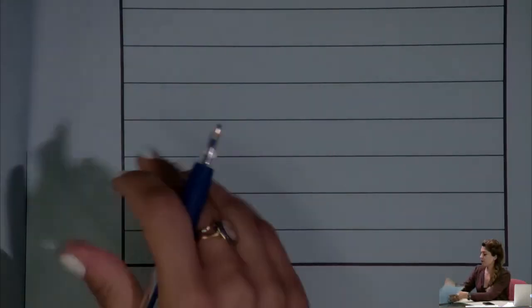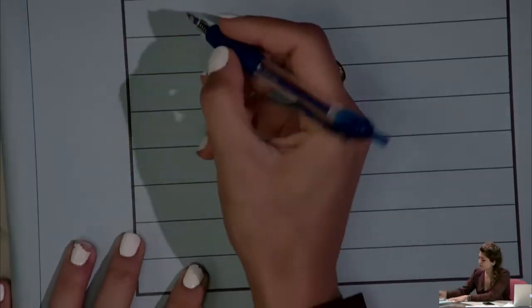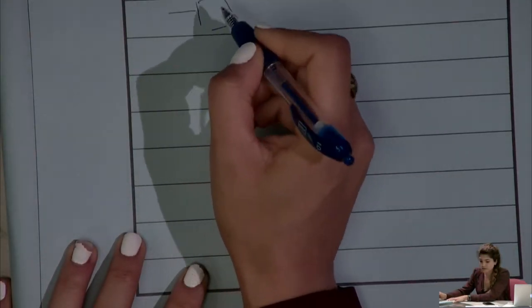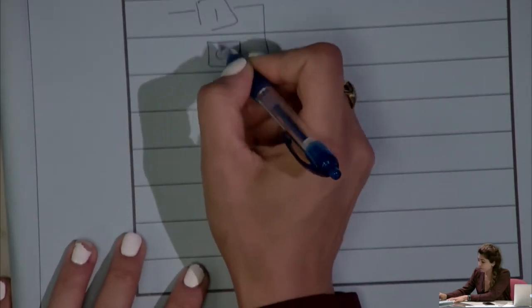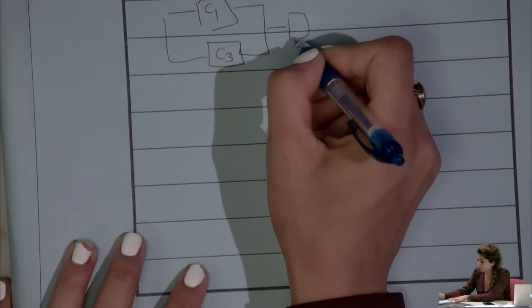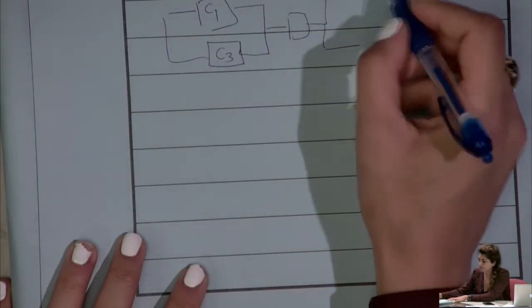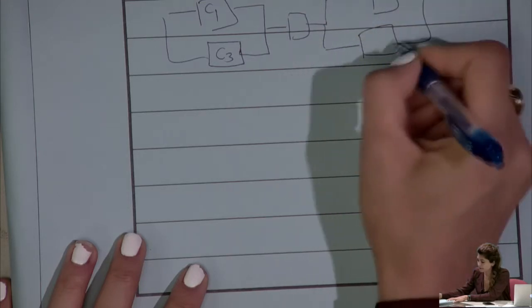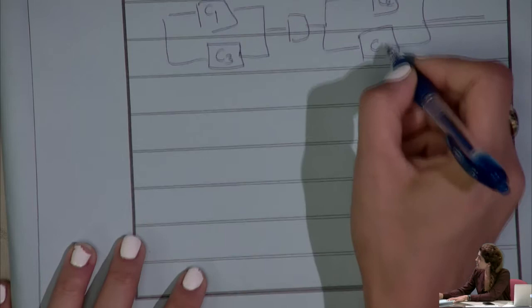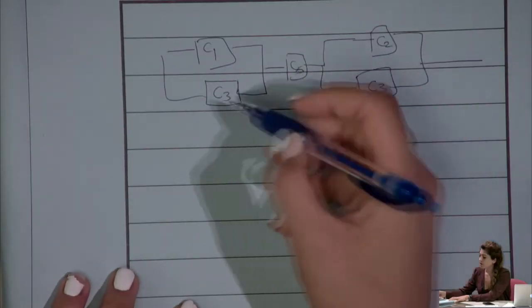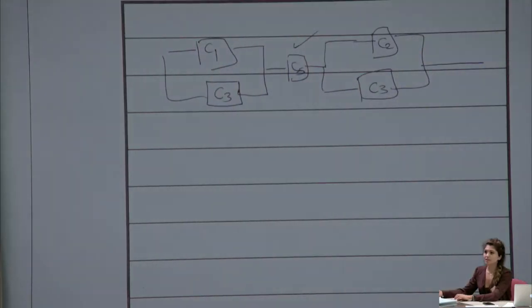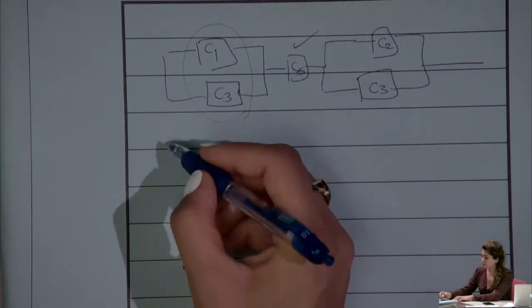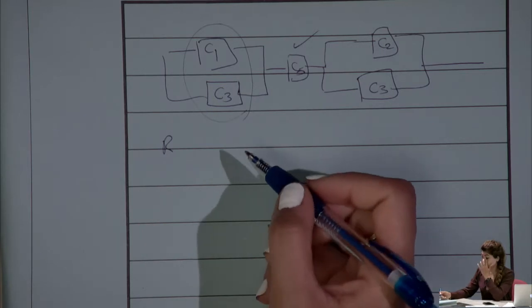I'm going to draw a new graph for this system. If C5 works, you can think about the system as C1 and C3, and C2 and C4. Basically, your system becomes two parallel systems. So if C5 is working, you have two parallel systems. Now it's easy to calculate the reliability of this system, right? You have one reliability for this one.